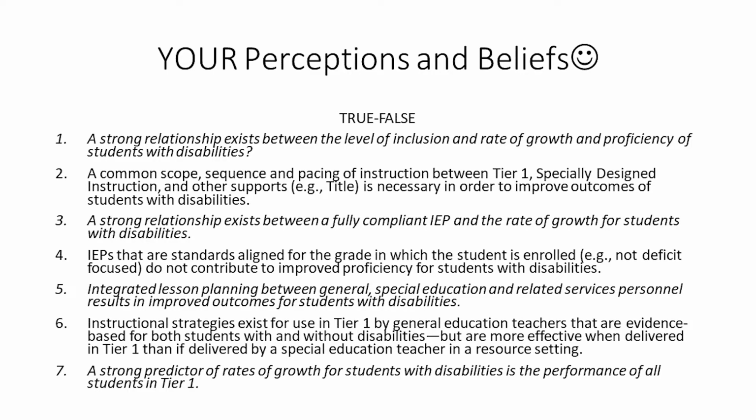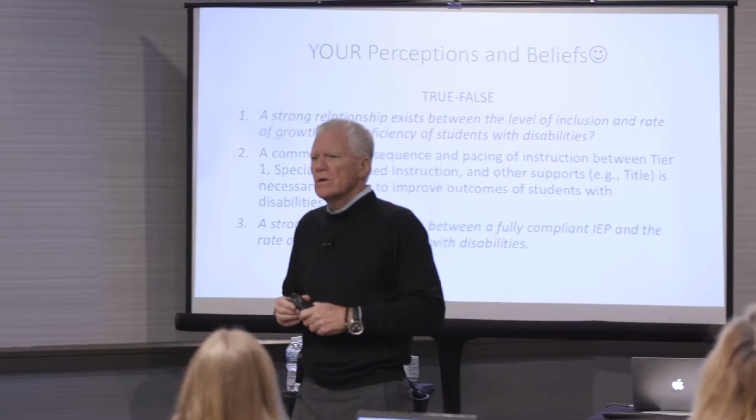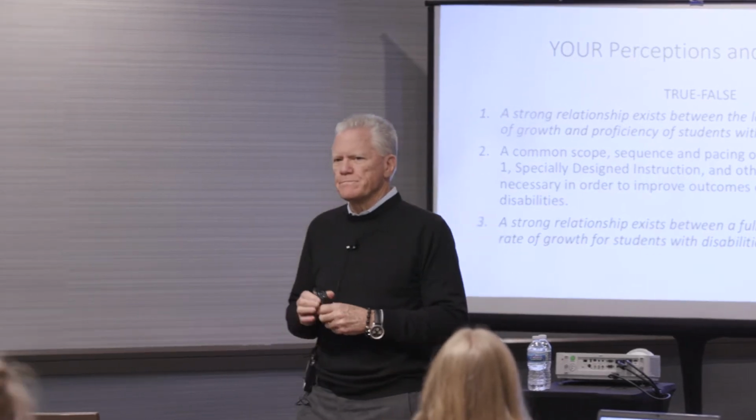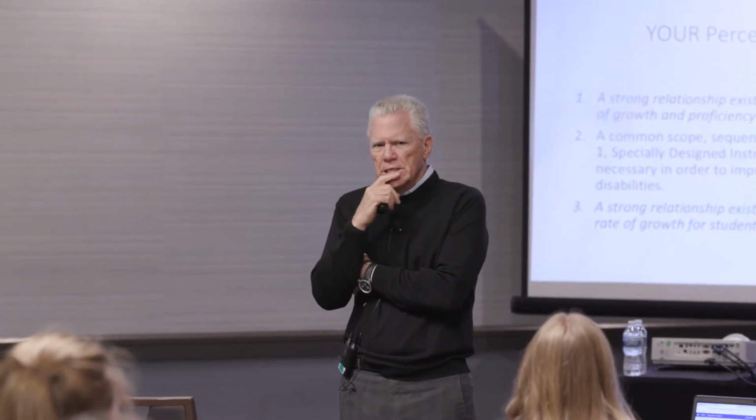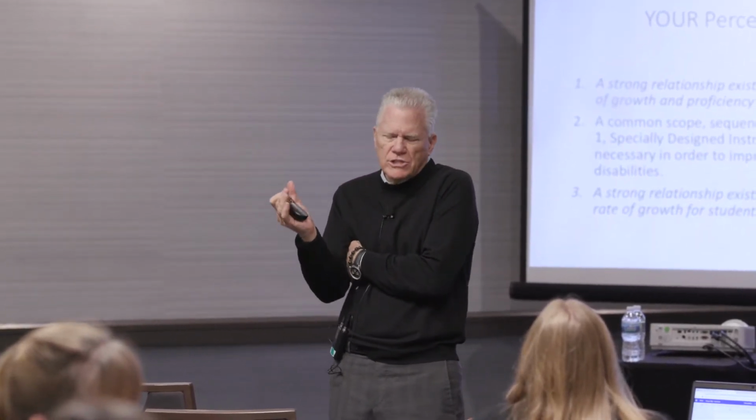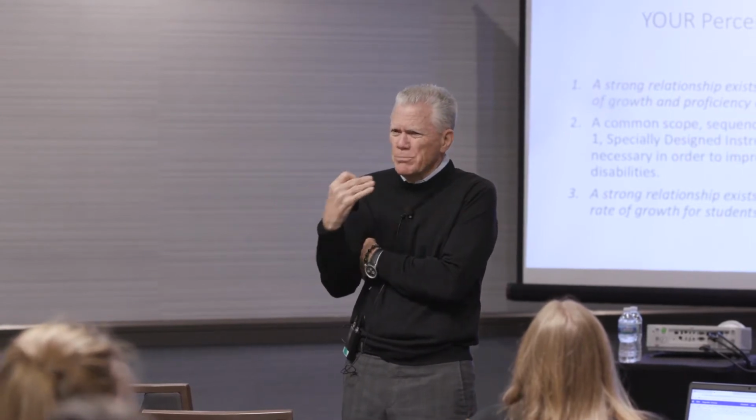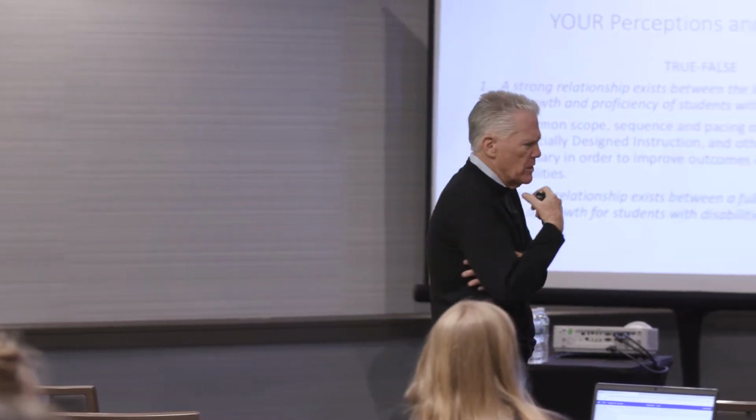The second one: a common scope, sequence, and pacing of instruction between Tier 1, specially designed, and other supports is necessary in order to improve outcomes for students with disabilities. What do you think about that? Look around, and also, is it true or false in your view? And then what about beliefs? Do people believe it? I'll move out of your way.